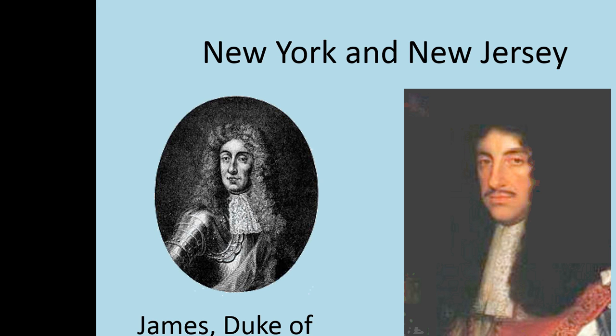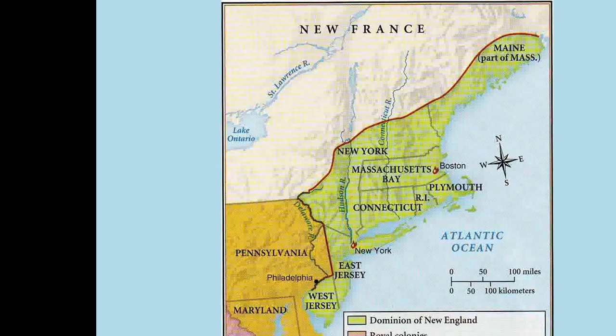Charles is going to find himself in a lot of debt, and he owes people, especially people in England, a lot of money. Since he doesn't have the money to pay them back, he is going to pay them back by giving them territory in the Americas. So we're going to see him give away lots of land here. His brother is named James, and James is the Duke of York. Charles is going to give James territory between the Delaware and Connecticut rivers.